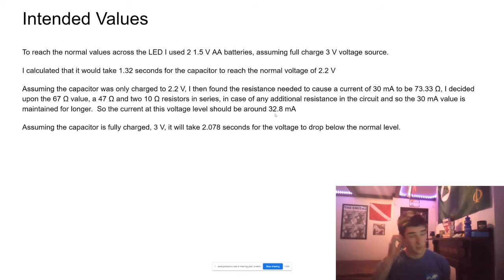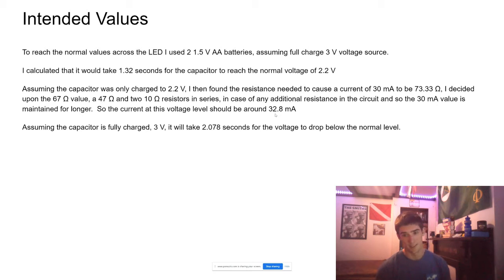So some intended values. In order to reach that normal value, I decided to go with two AAA batteries, 1.5 volts each, so 3 volts. I calculated that it would take about 1.32 seconds to reach that 2.2 volts in the capacitor. Assuming the capacitor was only charged to 2.2 volts, I then found the resistance needed to cause a current of 30 milliamps, which is 73.33 ohms.